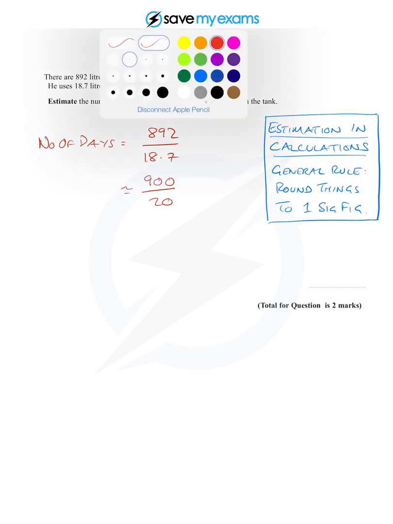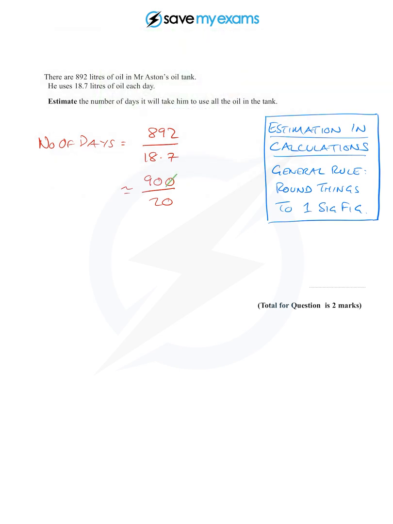And now all we have to do is do the division. Well, let's do some cancelling first. Green cancelling pen. The zeros cancel, and I get 90 over 2, and I hope you can do 90 over 2 without much further ado. That is 45, and it is days. And that is our estimation.